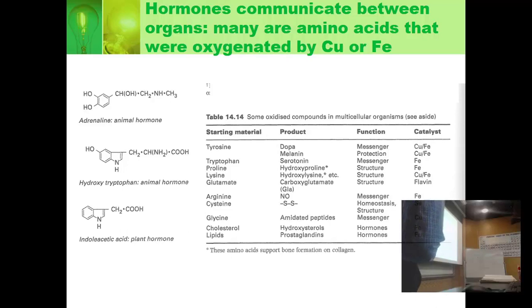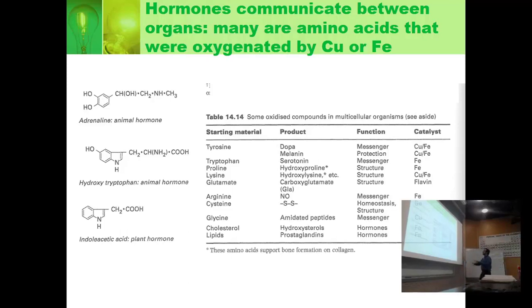So here are what hormones look like. Here's adrenaline. Here's tryptophan, which looks like serotonin. And here's a plant hormone. Those all look like amino acids that have just been modified a little bit. Few bonds broken, few oxygens added. It looks like if you want to make a messenger that sends very diverse kinds of messages, what you do is you do a little chemistry on an amino acid, make a new shape, send it through the blood, and you use iron, copper, or zinc to do that.